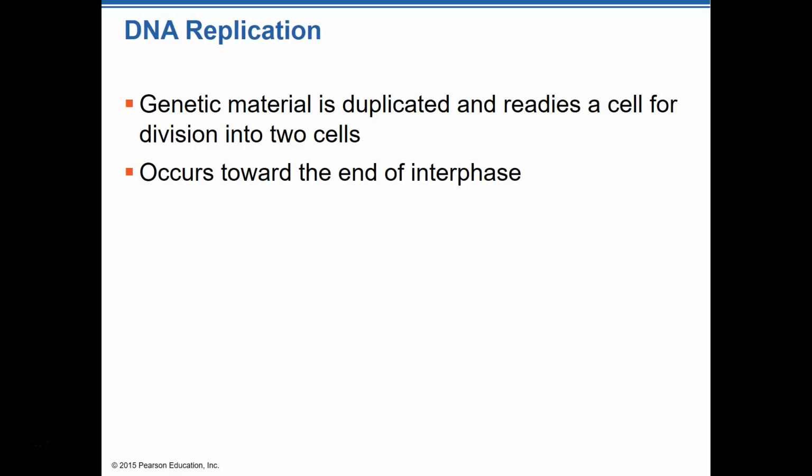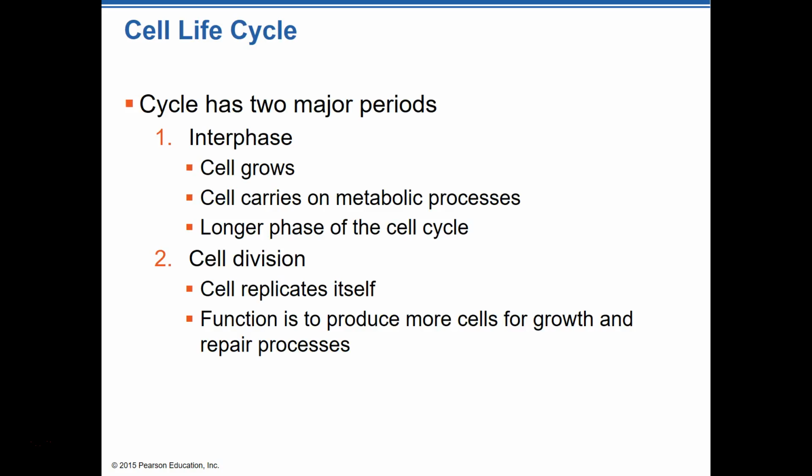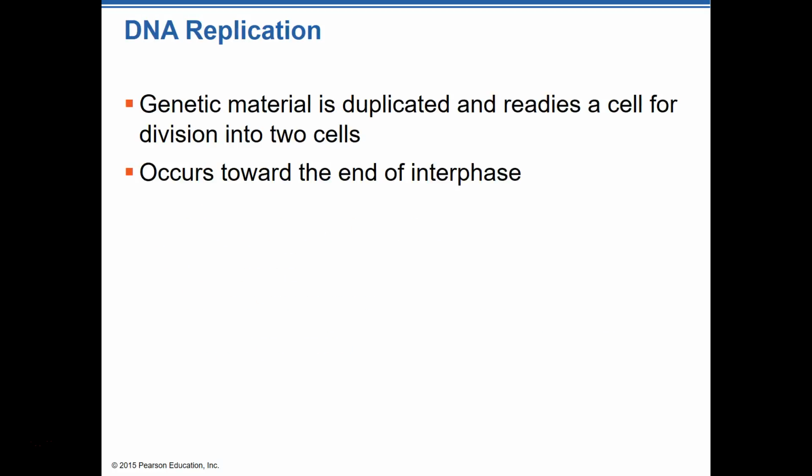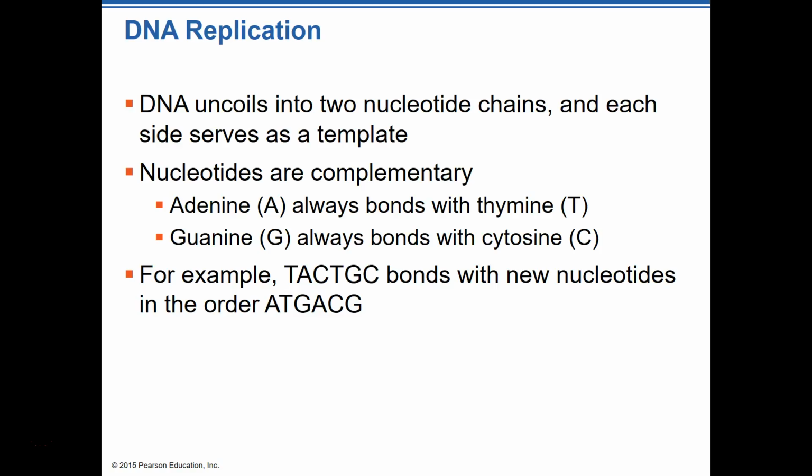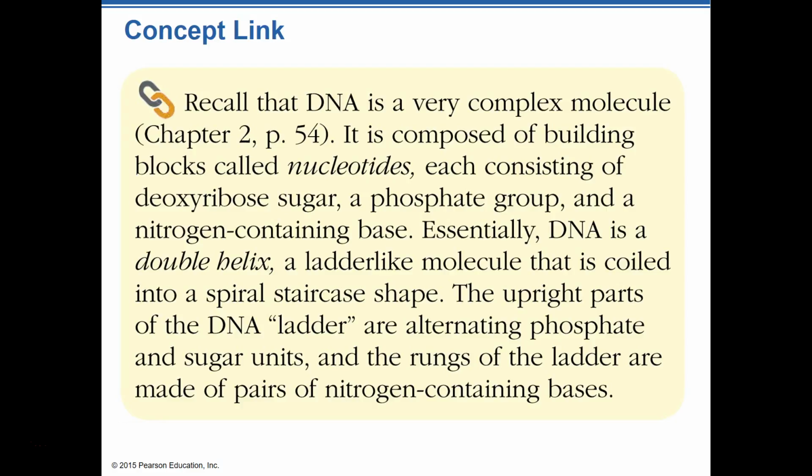During the cellular division, genetic material is duplicated and it gets ready for cell division into two cells. It occurs towards the end of the interphase once everything is ready. Remember, DNA is very complex. It's going to take some time. That process needs to be done perfectly and it needs to be done correctly. Otherwise, we're going to wind up with a cell that can't function the way that it's supposed to function. If something interferes with that process of DNA replication, we can have real consequences, real problems.